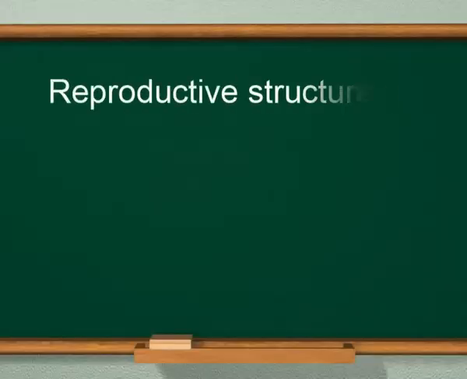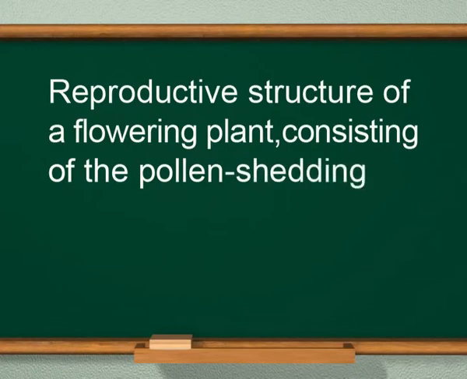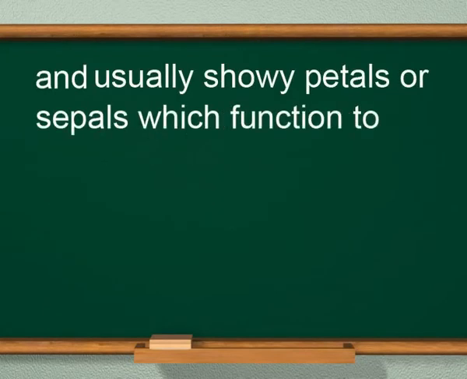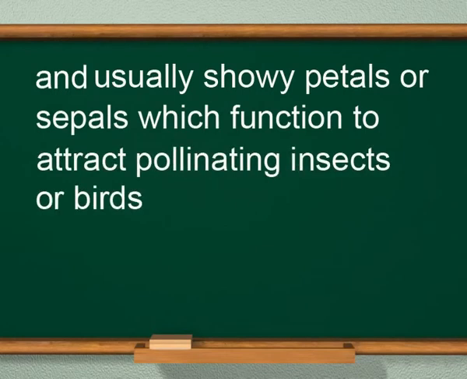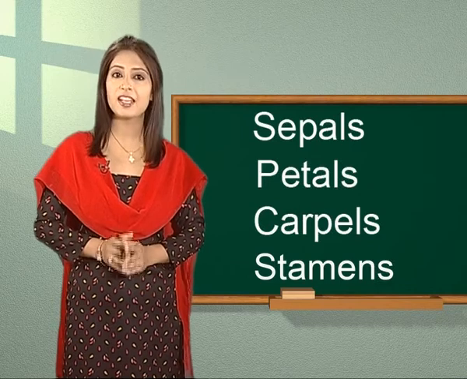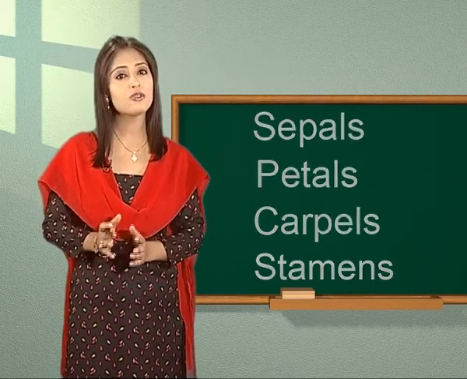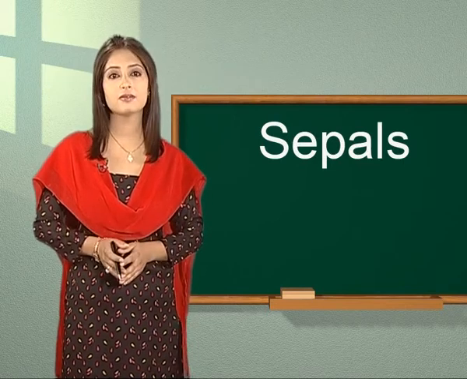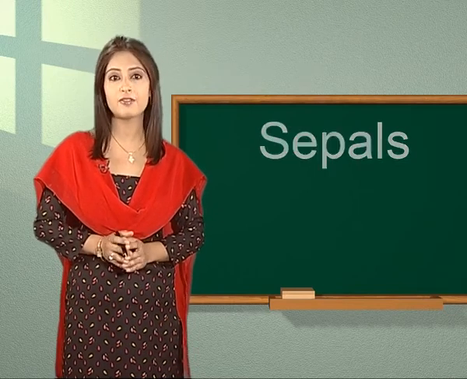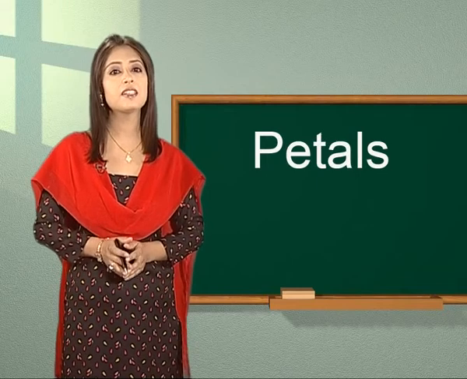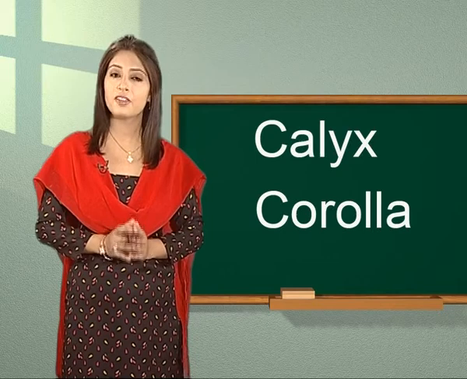A flower is defined as the reproductive structure of a flowering plant consisting of the pollen-shedding anthers and pollen-receiving stigmas, and usually showy petals or sepals which function to attract pollinating insects or birds. All flowers have four basic parts: sepals, petals, carpels and stamens. Different flowers have different numbers and shapes of these parts. There is an outer whorl of sepals. These provide protection to the flower in bud condition and are usually green. Inside the sepals is another whorl of modified leaves called petals, which are often brightly colored to attract insects. The sepals and petals are collectively known as calyx and corolla respectively.